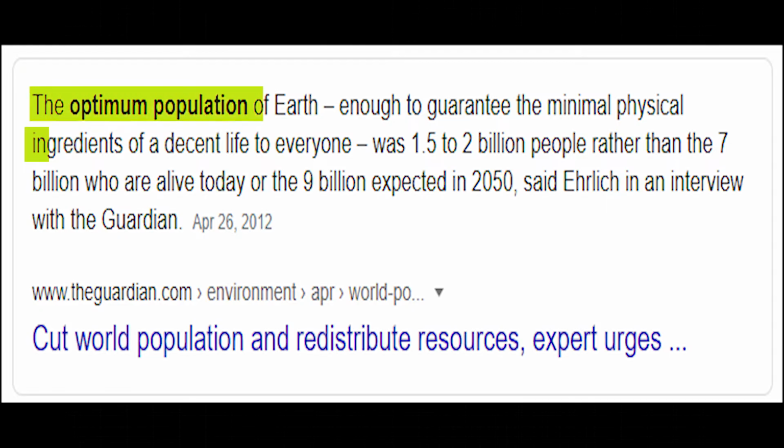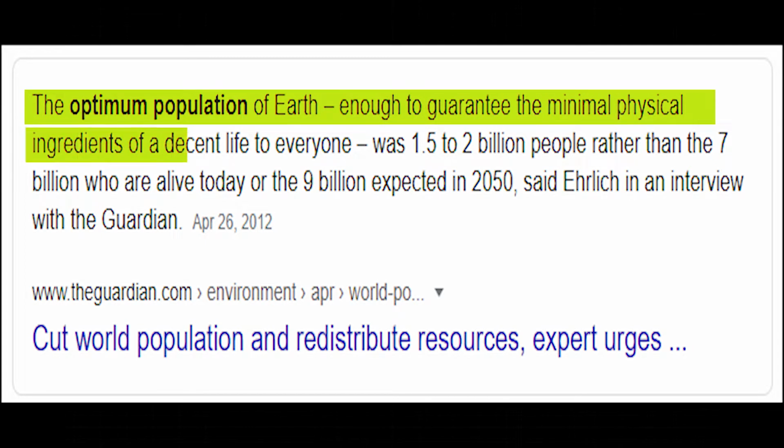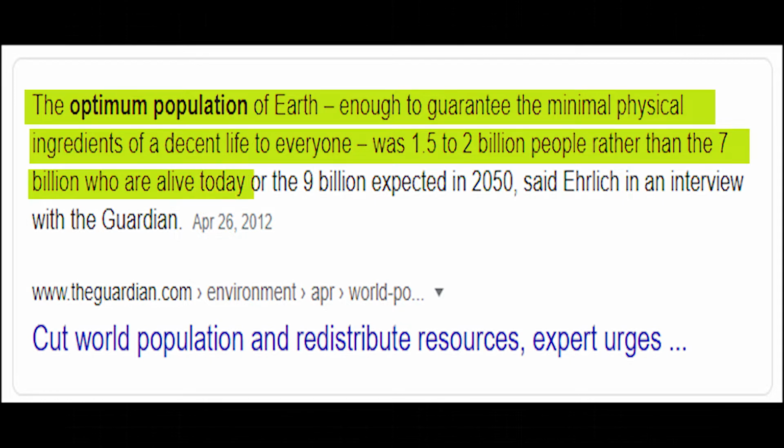So before having a look at what the exact definition of overpopulation is, let's see what the ideal or optimum population is. 2 billion people. According to The Guardian, the optimum population of Earth, enough to guarantee the minimal physical ingredients of a decent life to everyone, was 1.5 to 2 billion people rather than the 7 billion who are alive today or the 9 billion expected in 2050, said Ehrlich in an interview with The Guardian.